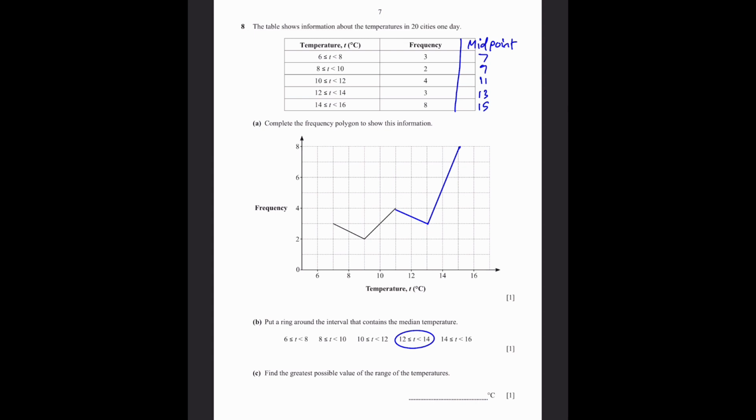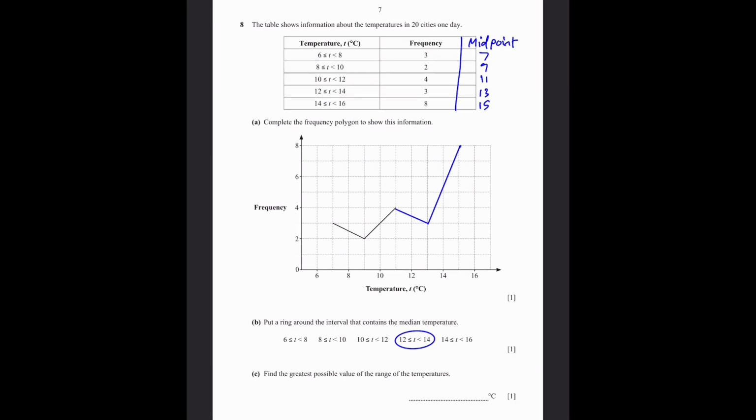C, find the greatest possible value of the range of the temperatures. We need to find the greatest possible value of the range of the temperatures.